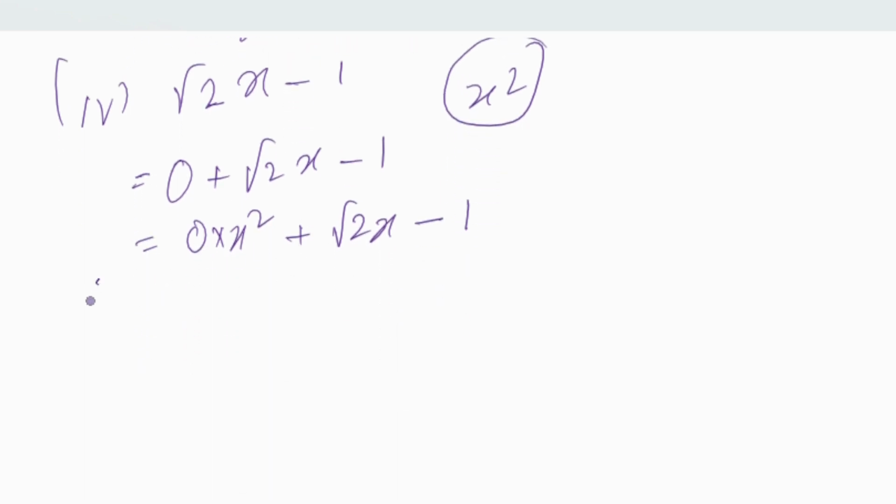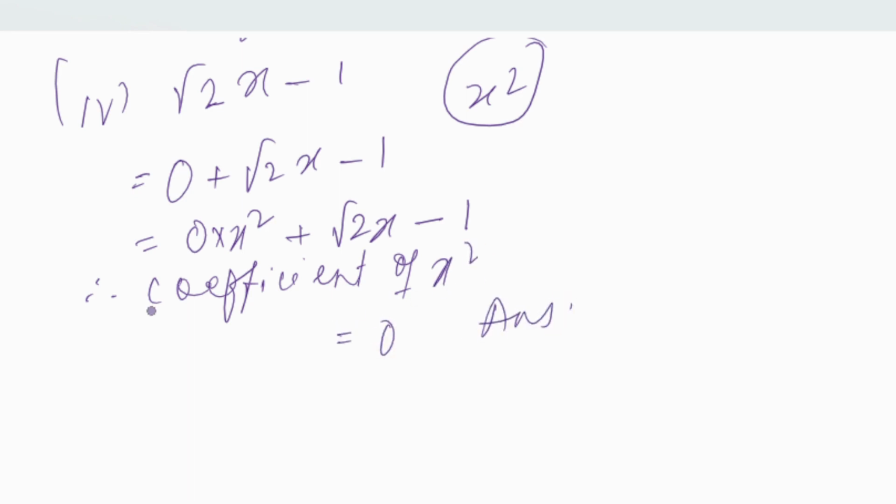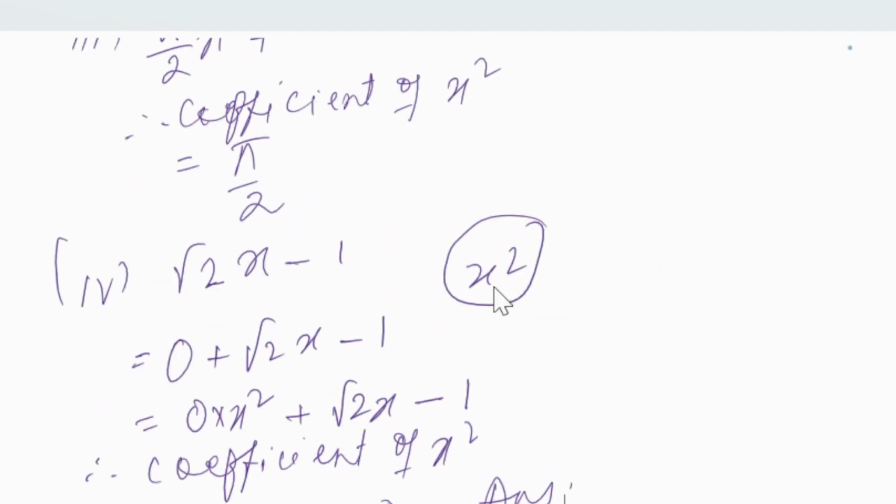Therefore the coefficient of x square will be equal to 0. So this is the answer. Or in shortcut, whatever term you are asked, like the coefficient of x square, since you do not have an x square term here, the coefficient will be 0. This is the easiest way to find the value, but I have also shown you the process of how it comes.